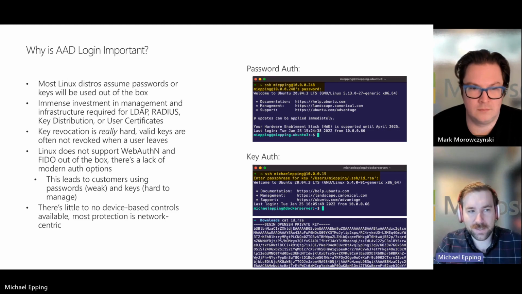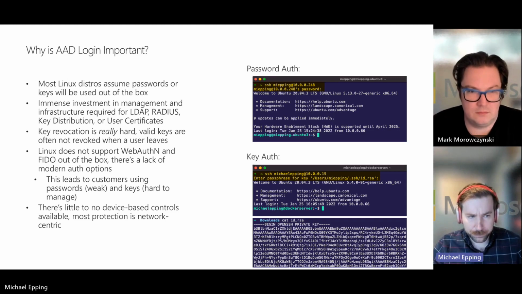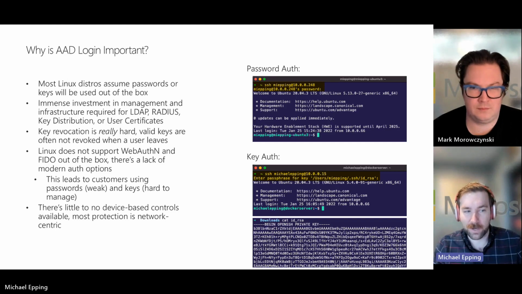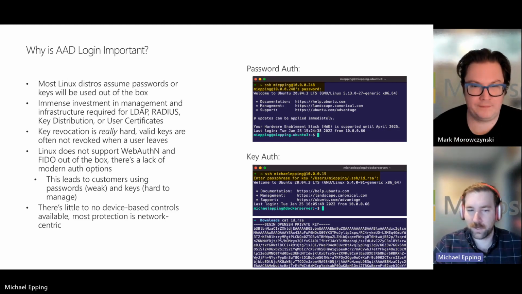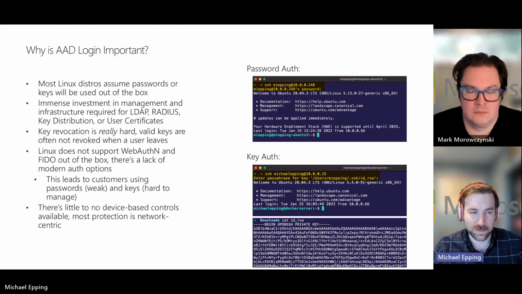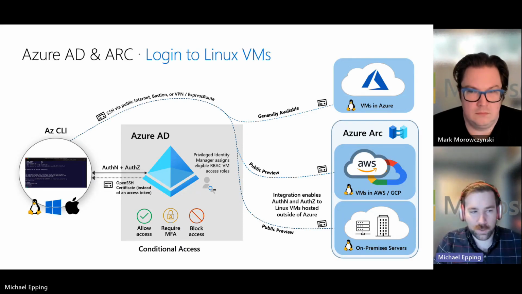In addition, Linux does not have support for some of the more modern protocols for authentication, like WebAuthn and FIDO. And this can lead customers into using the default methods, which can either be very weak in the case of passwords or hard to manage in the case of keys. And there's also no device-based controls that are typically available. So a lot of customers are primarily using network boundaries to protect their server workloads. So we're not using the health of the device as a criteria to determine should someone be able to access this resource or not. So we do have a solution for different server workload options using Azure AD.